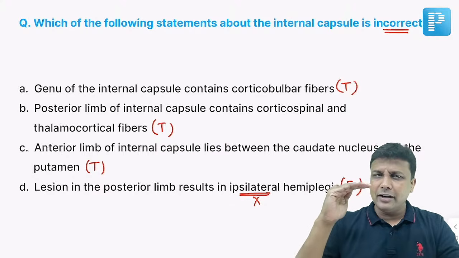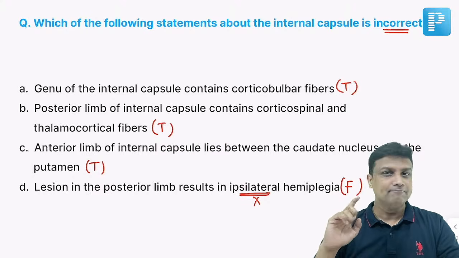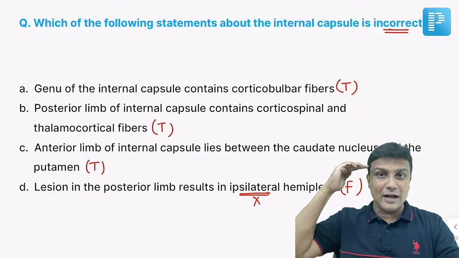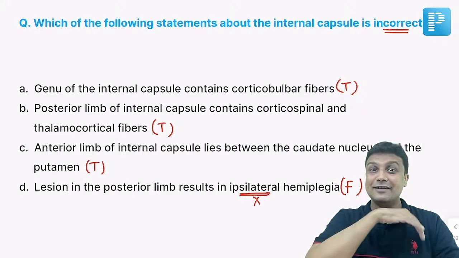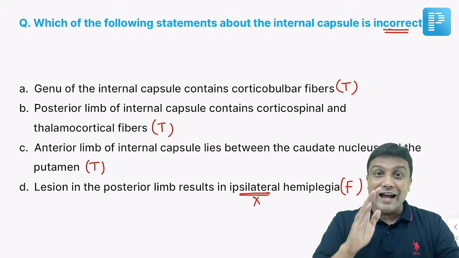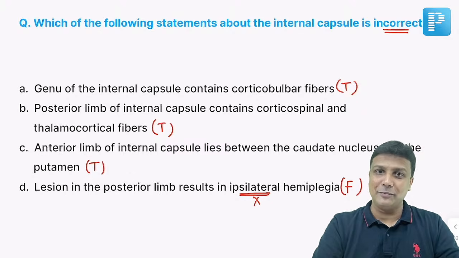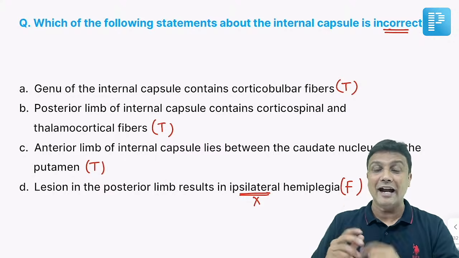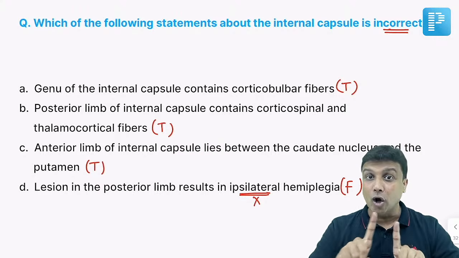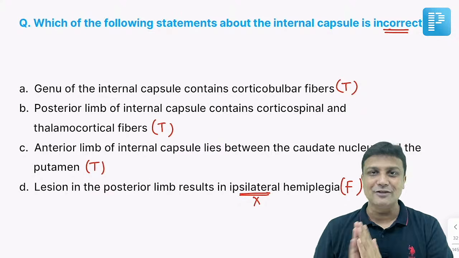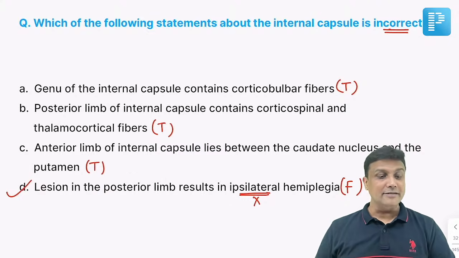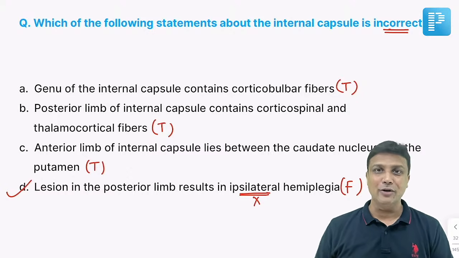So if the pyramidal decussation is occurring at the lower medulla, and here the lesion is in the internal capsule, what is going to happen? After descending, it is going to cross and supply the other side of the body. So it has to be contralateral hemiplegia. Why? Because injury to the pyramidal tract is before decussation. It has to be contralateral hemiplegia, not ipsilateral hemiplegia. So that's a false statement, an incorrect statement. I hope you're understanding here.